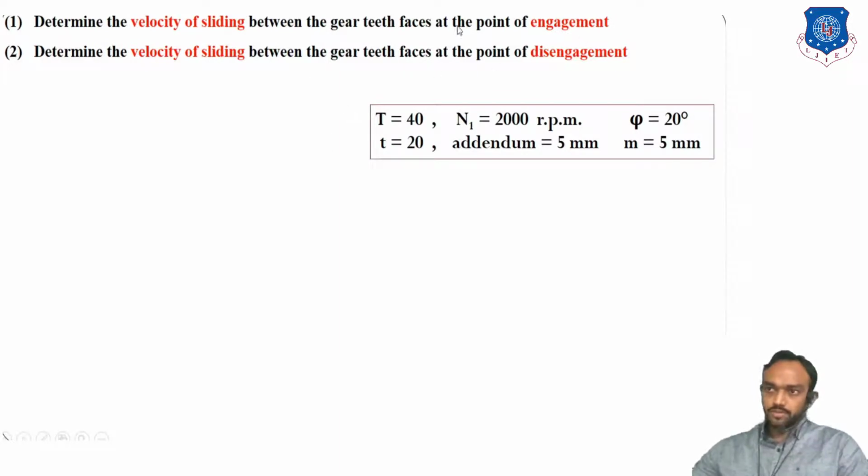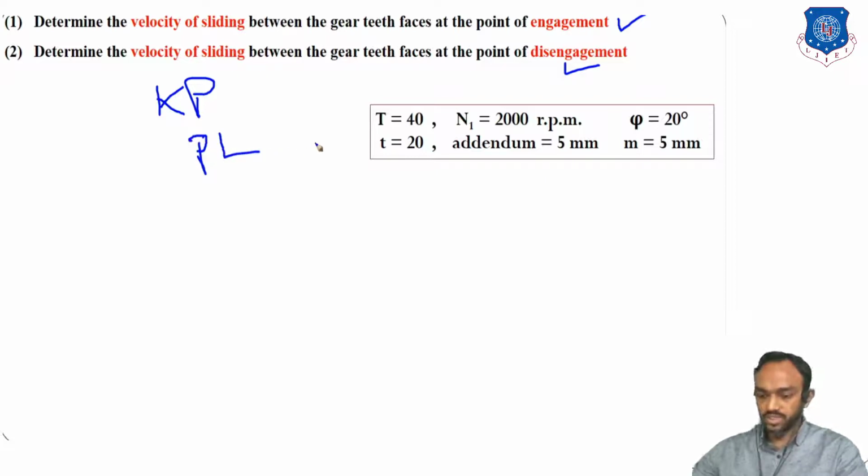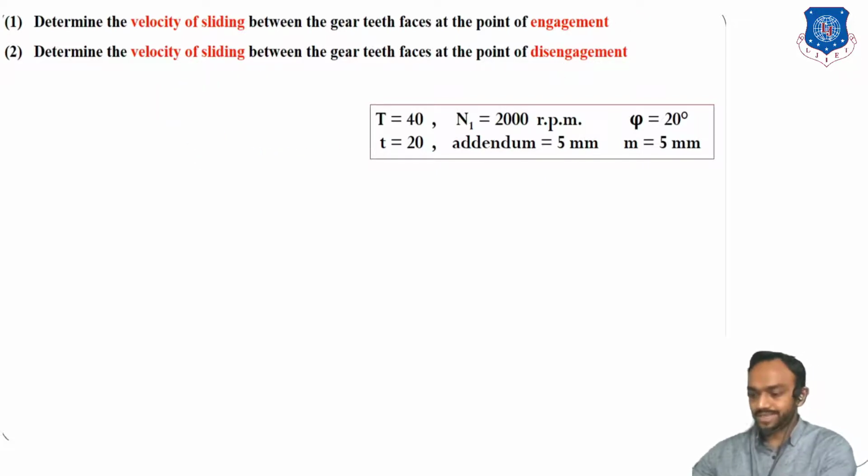So you know that for finding the velocity, the equation is (omega 1 plus omega 2) into Kp for engagement, and (omega 1 plus omega 2) into PL for disengagement. So first of all, we have to find the Kp and PL for that. Okay, so the procedure will be the same as the last example.